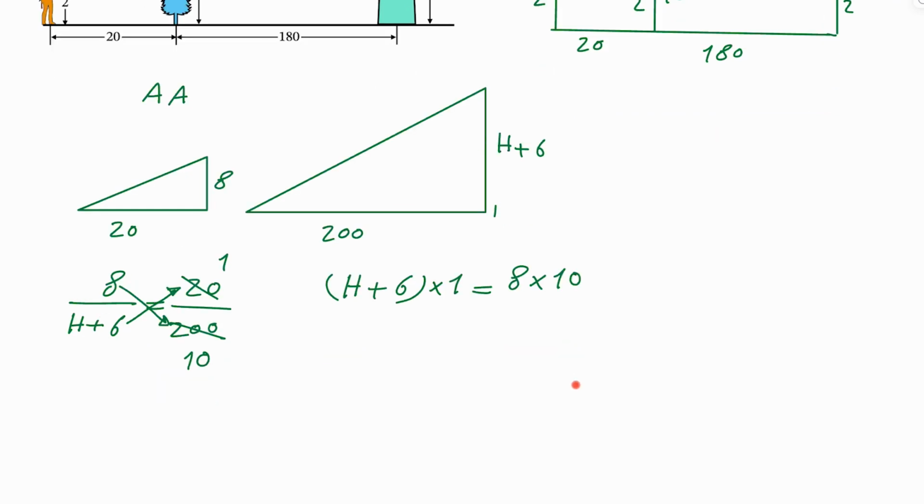We can now simplify it. h plus 6 is equal to 80, and if we subtract 6 from both sides, we get h is equal to 74. So the height of this tower is 74 meters. This is the final answer to the problem.